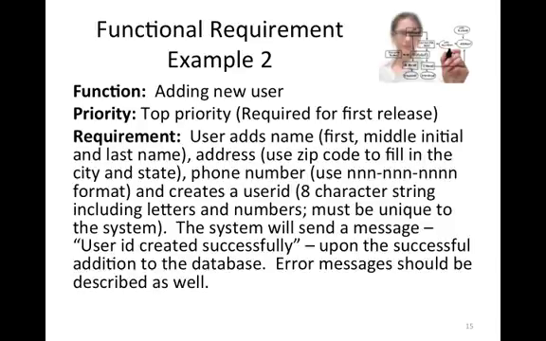How the address function should work. I want to not have to have people type in city and state. If they use the zip code, it should fill in. The mask for the phone number, a user ID. The more details you add, the more clear and the less ambiguous your system requirements will be, and the higher the probability of success. So I even put in what the response. The system will send a message, user ID created successfully upon success, error messages, and I could have added error messages here too. Details are really useful.